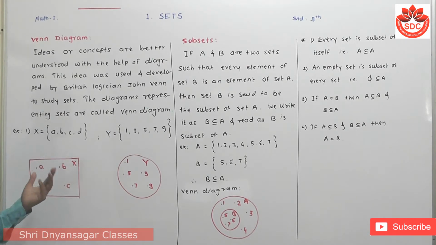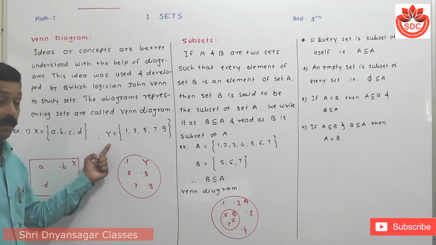We use diagrams such as circles, triangles, squares, rectangles, etc. Now here I have to express this in a rectangle form. This is the set X. You have to show it by a capital letter. Then these elements you can write anywhere inside. This is the diagrammatic form of the expression.